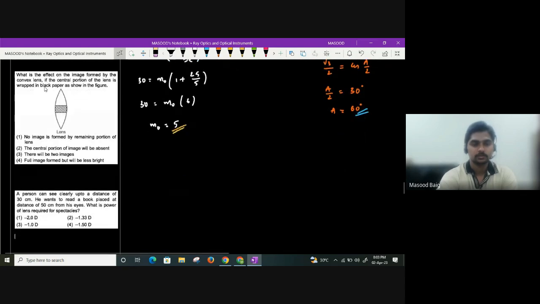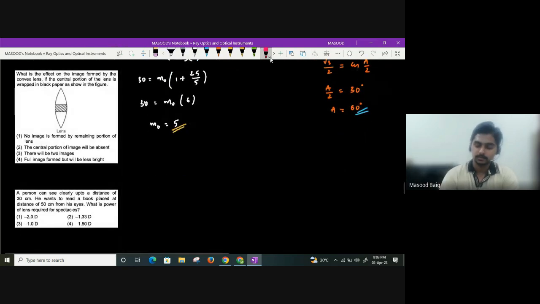Now, next question. They're asking what is the effect on the image formed by a convex lens if the central portion of the lens is wrapped in black paper. So when this part is wrapped, what is going to happen? I'll just show you here, guys. If I take this as the object, from a real object, how will the rays be? Are they going to be divergent or not? You can take this particular ray, and this one, and this one, guys. So three rays are incident.